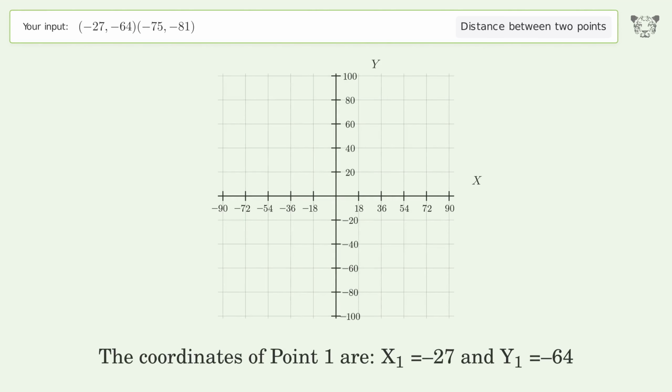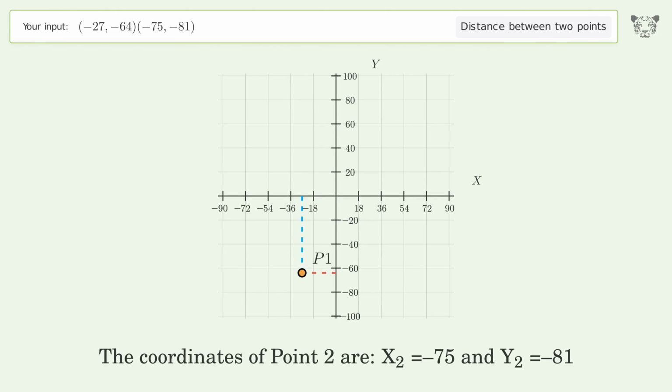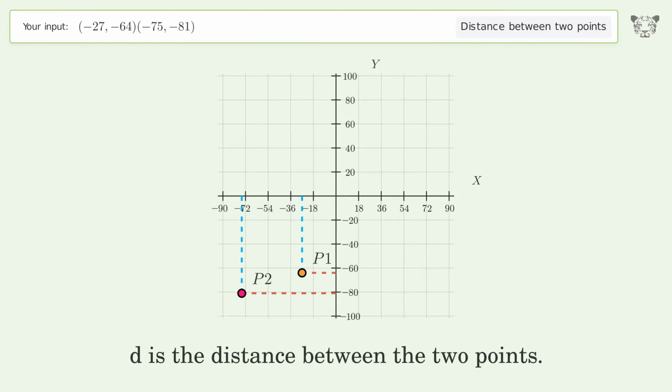The coordinates of point 1 are x1 equals -27 and y1 equals -64. The coordinates of point 2 are x2 equals -75 and y2 equals -81. D is the distance between the 2 points.